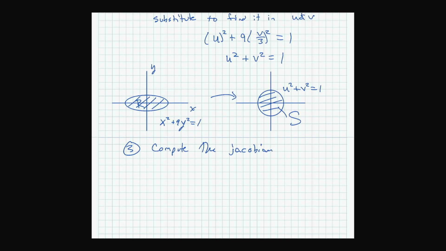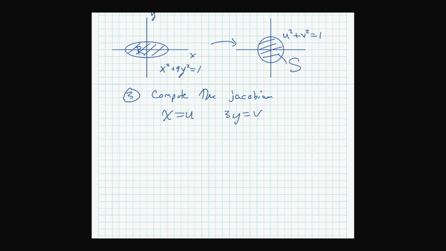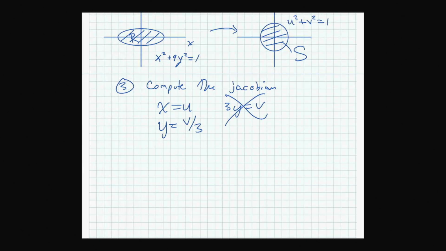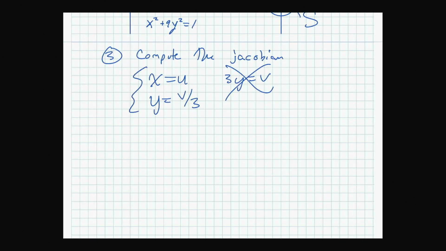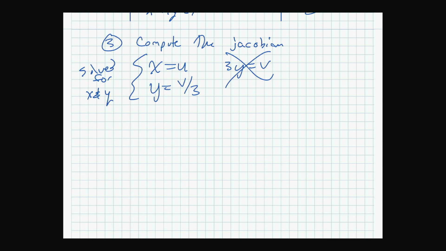Somewhere we were given x equals u, and we were also given that 3y equals v. But the first thing I did was move the 3 over, right? So y equals v over 3. We don't want that form. We want the form where it's solved for x and y. So once you have it in that form, then we can compute the Jacobian.